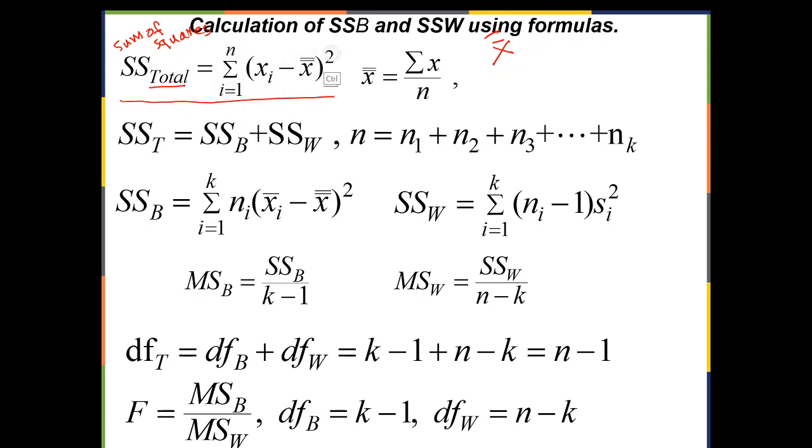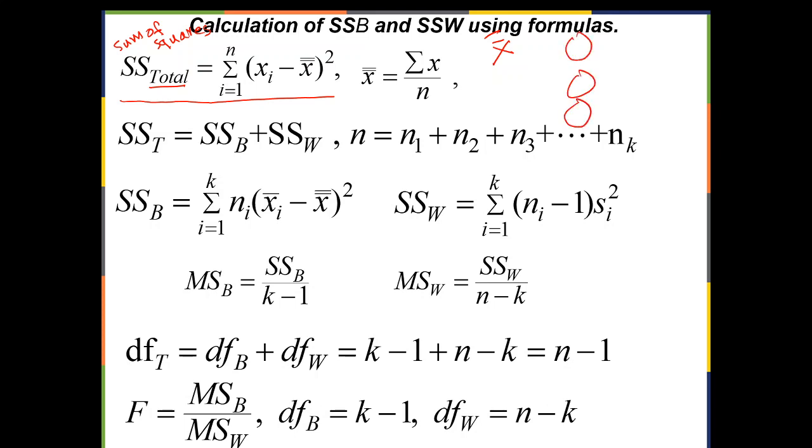So it is the sum of the square deviations from what? From the grand mean. Now it turns out that this sum of deviations is actually the sum of two SS terms, and those are SSB and SSW. So SSB is the between variation. What do we mean by between?